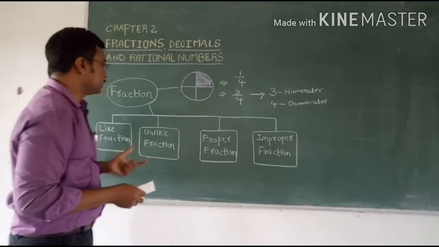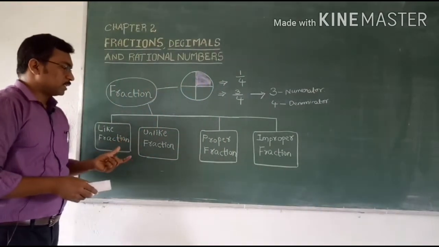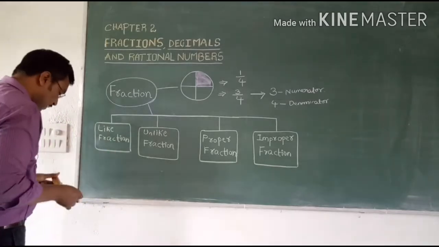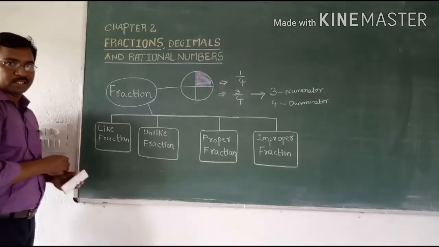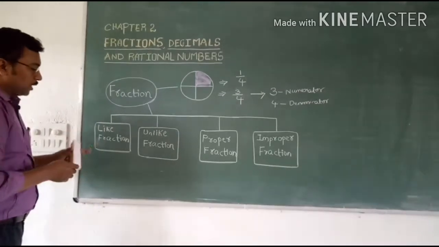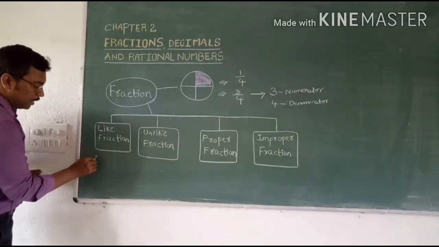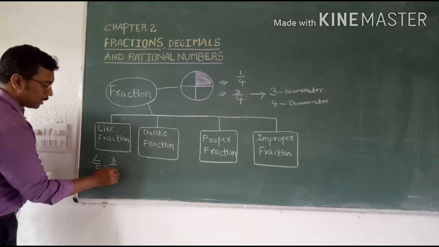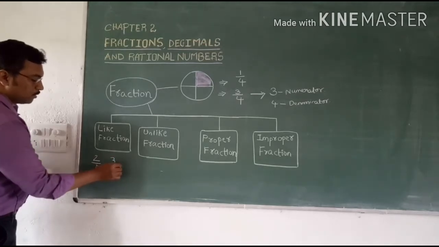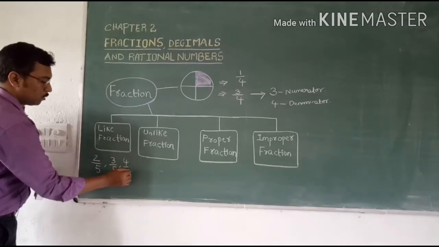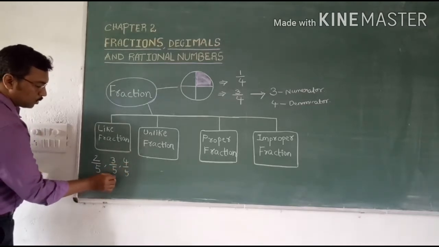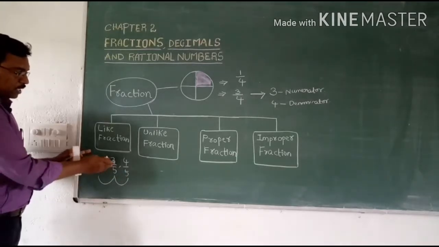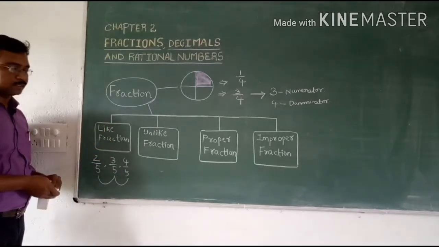So some types of fractions we are going to study in class 7. The first one is like fractions. What are like fractions? Fractions which have the same denominator are called like fractions. See here, I am writing 2 by 5, 3 by 5, 4 by 5. What do you observe? Out of these 3 fractions, the denominators are the same. So this type of fractions are called like fractions.